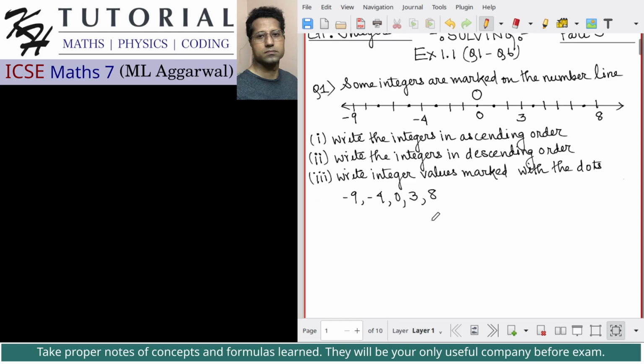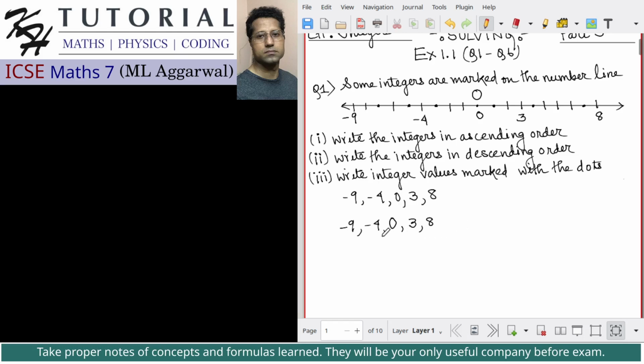So how do we do that? Since we have to order the integers in ascending order, we will first write the 0 if there is any 0. Definitely we have a 0, and to the left hand side of the 0 we will write all the negative numbers, so we have minus 9 and minus 4, and on the right hand side we will write all the positive numbers, so 3 and 8. Now the concept is that once we have written like this, we will write all the negative numbers in ascending order, and also all the positive numbers in ascending order.